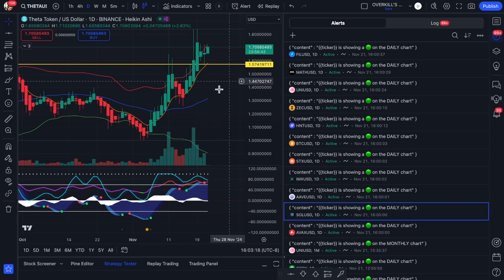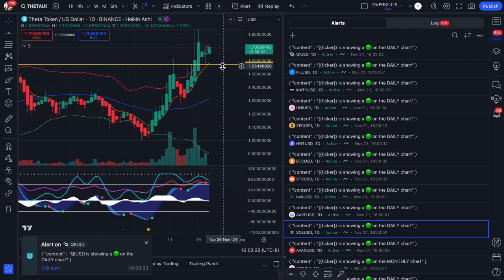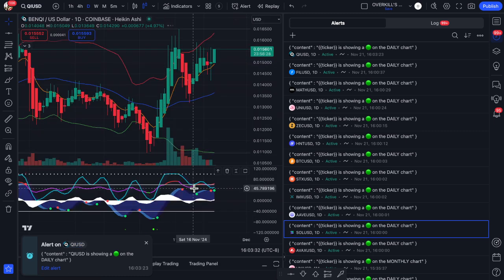But what I would do to protect your gains, because again, if you're in right here at 130, you're up 30, 40%. If you're in down here off the golden dot, boom, you're in there at $1. You're up 70%. So protect your gains. Move that stop loss up. Bang, 157. We got QI with a daily.